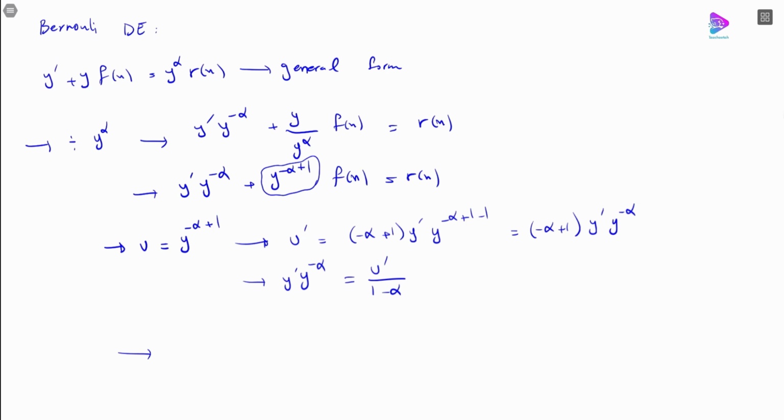So we can plug them back into the equation up there. u'/(1-α) + u f(x) = r(x), which is a linear differential equation, and we've seen how to solve them. So let's take a look at some examples.